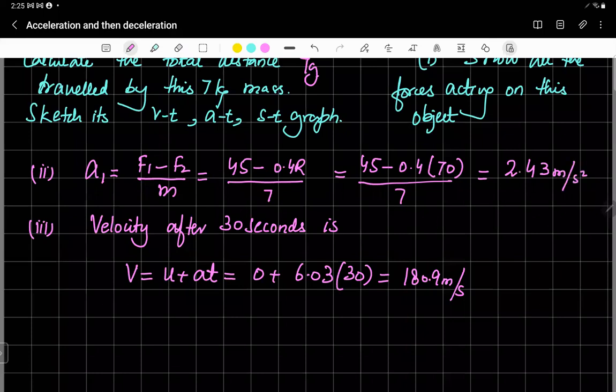Okay. Now, inserting this value 2.43, what is our answer over here? What is the value of the velocity after 30 seconds? 72.9 meter per second. Okay.